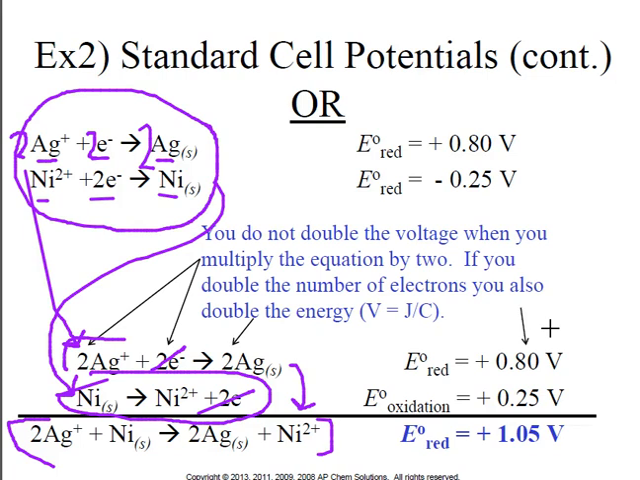You do not multiply your voltages. The reason is because voltage is based on the number of electrons. So if you doubled your electrons, you would also double your joules, and then they still would just cancel. So your voltage would still be the exact same value. If you double the electrons, you double the energy, or the joules, and then dividing that out gives you the same voltage. So when you double your reaction, which you have to do sometimes to cancel electrons, do not double that voltage when you do that.